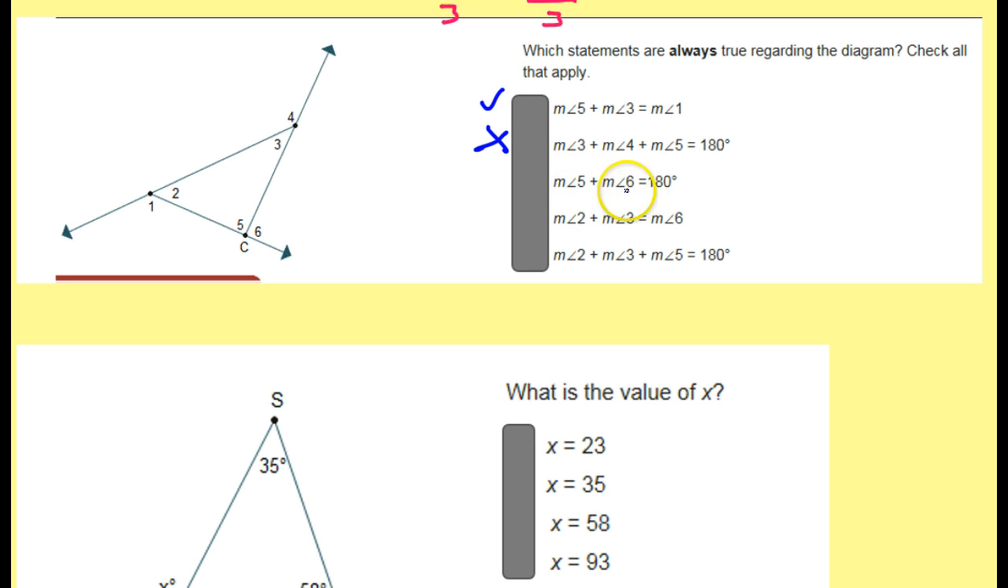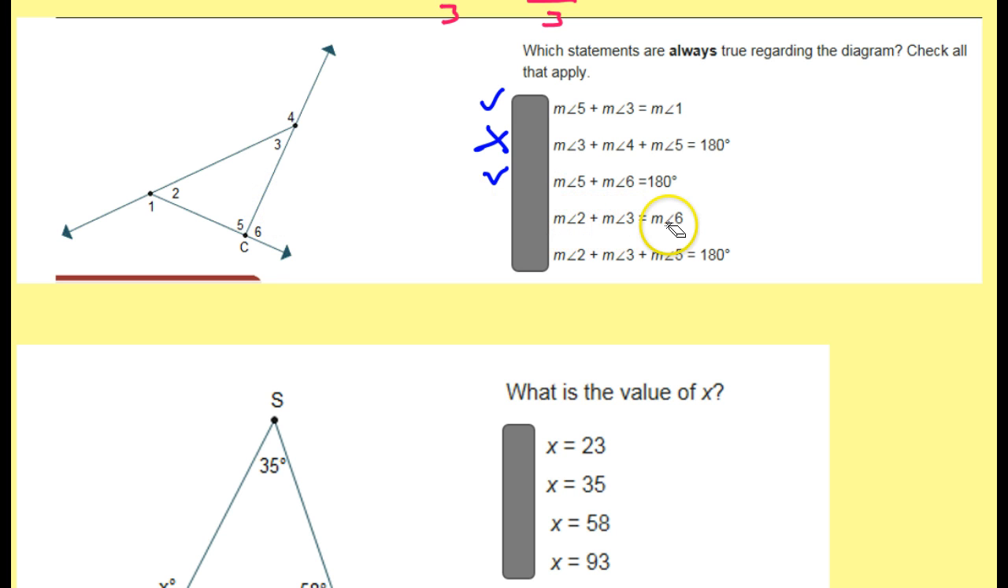Angle 5 and angle 6 always equal 180. Angle 5 and angle 6 together form a straight angle. See how they make a straight line side by side? That has to be 180 degrees when it forms a straight line like that. So, yeah, that's always true.